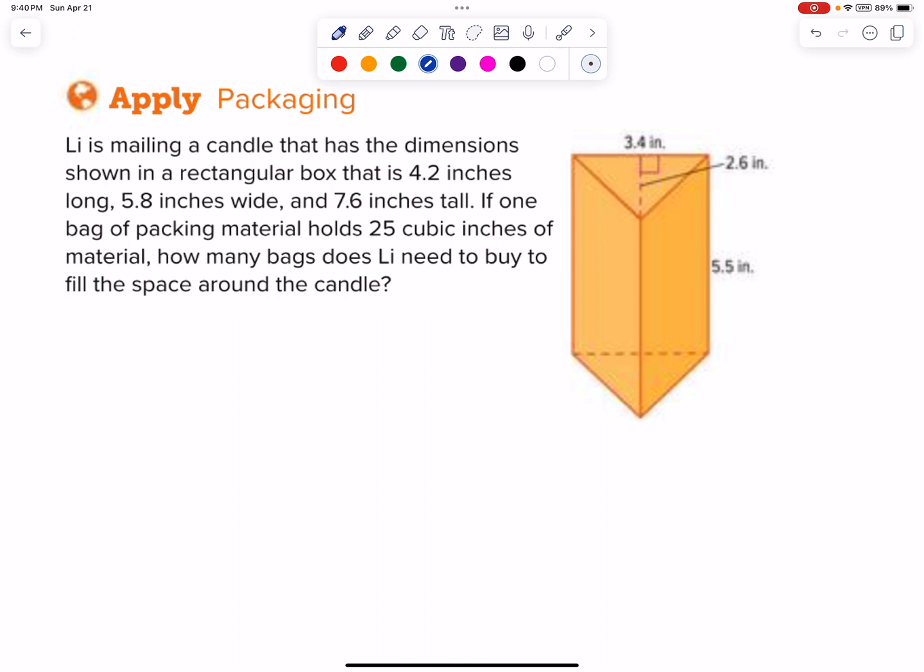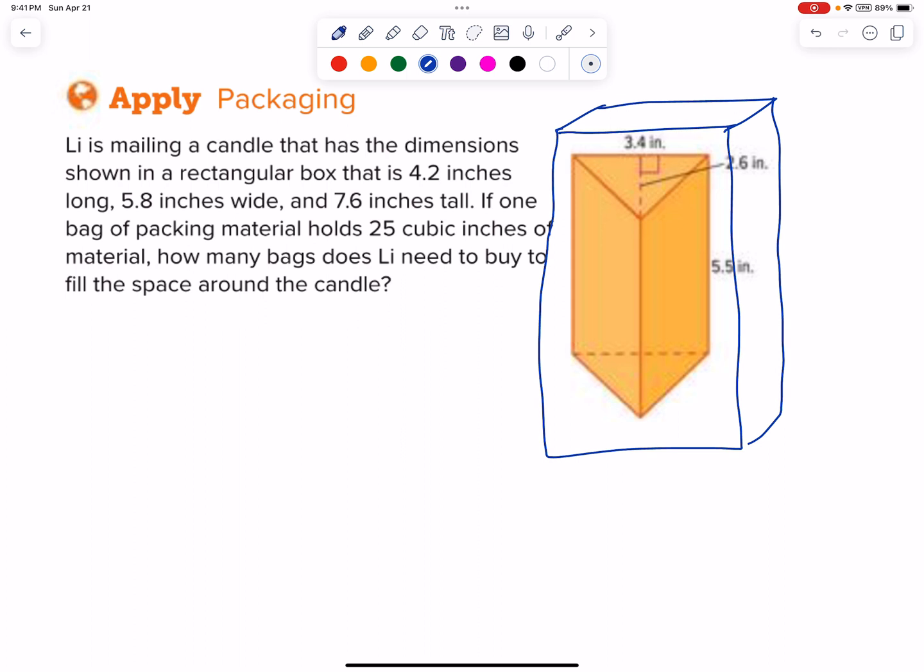Okay, and so what you have to realize here is the shape that you see. What is this? Is this the box or is this the candle? She's telling you she's mailing a candle that has the dimensions shown, and she's mailing it in a rectangular box. So if the bag of material holds 25 cubic inches of material, how many bags does she need to buy to fill the space around the candle? So you have to picture this rectangular prism around this.